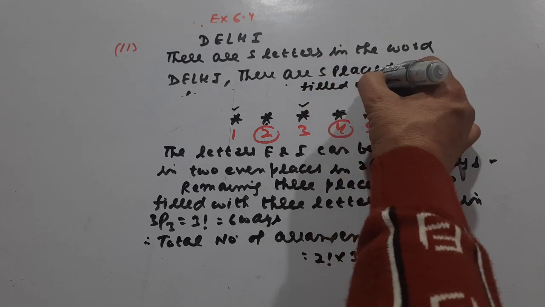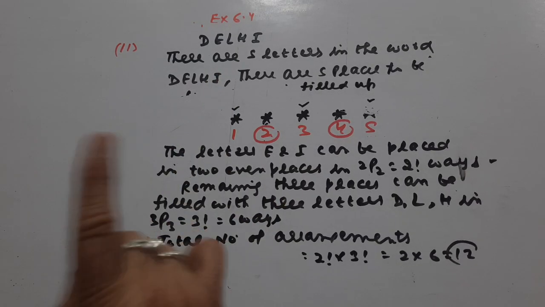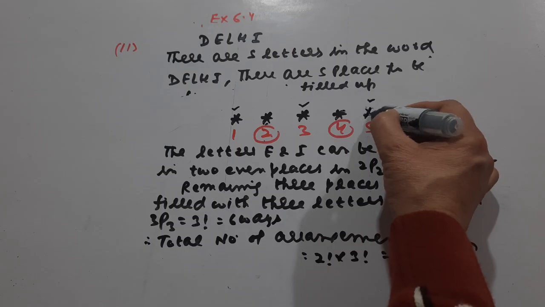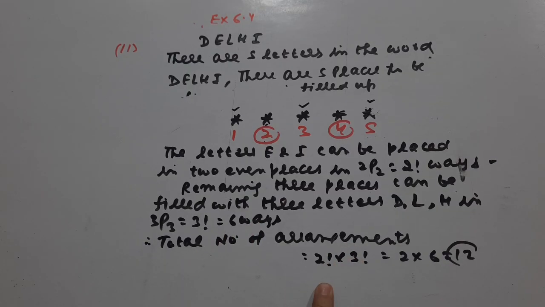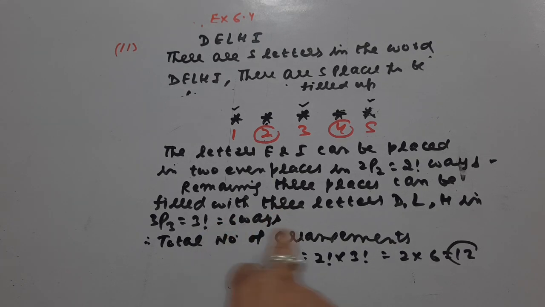क्योंकि हमने जो बनाना है अरेंजमेंट उसमें क्या है कि जो इवन प्लेसेस हैं they must be filled up by E and I, right. And the remaining 3 places are to be filled up by remaining letters D, L and H, and that can be done in 3 factorial ways, means 6 ways. So total number of arrangements equals 2 factorial into 3 factorial, 2 factorial from here and 3 factorial from here, equal to 12.